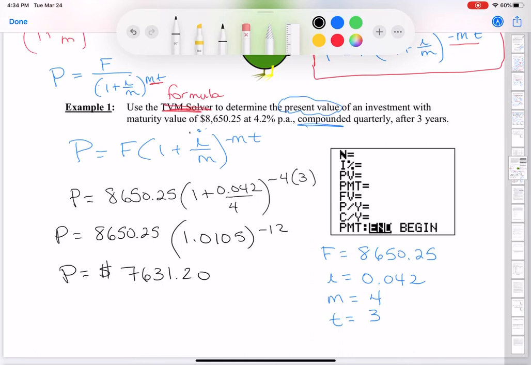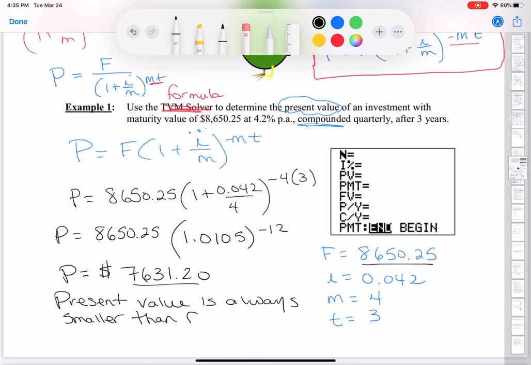Now, you should always do a double check when you solve for present value. You should double check that you have gotten a value that is lower than your future value, because present value is always smaller than future value. We've taken the interest off.